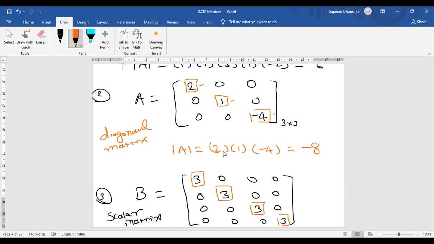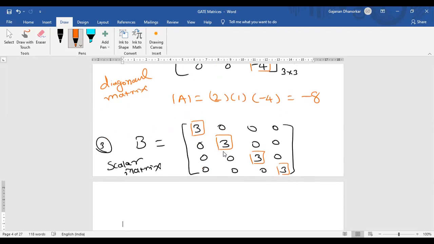Remember this: every scalar matrix is a diagonal matrix, and both diagonal and scalar matrices are square matrices. And what is the determinant? The determinant is 3 raised to the power 4, because 3 into 3 into 3 into 3. Okay, 81.